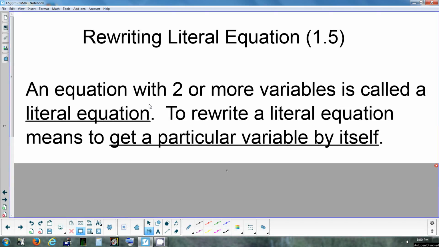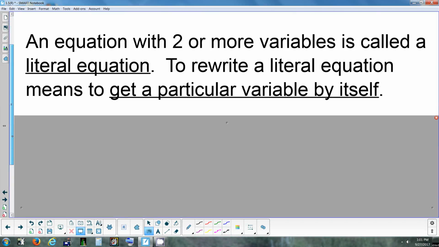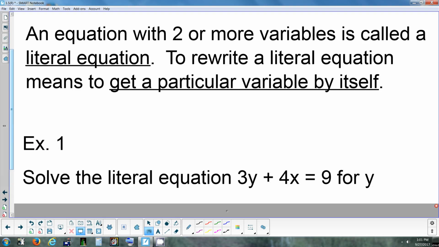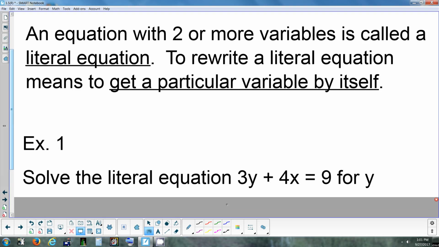But when you have an equation with all letters, you don't have any numbers in it, that's called a literal equation. Or I'm sorry, an equation with two or more variables. Two or more variables. That's called a literal equation. So what's circled, guys, is what you have to write on this sheet. For the first blank, you're going to write a little equation for the smaller one. And for the longer one, you're going to write get a particular variable by itself.